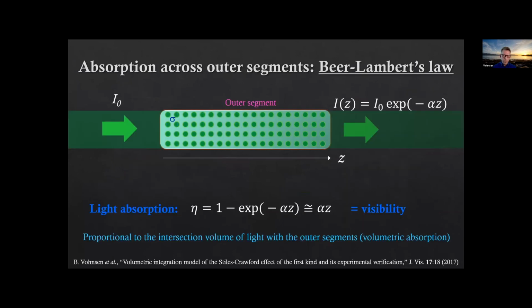So let me just briefly go through this before I come to the end. If we look at an outer segment, we have an exponential decay because we have an absorption cross-section of each individual pigment. So we get less light through.